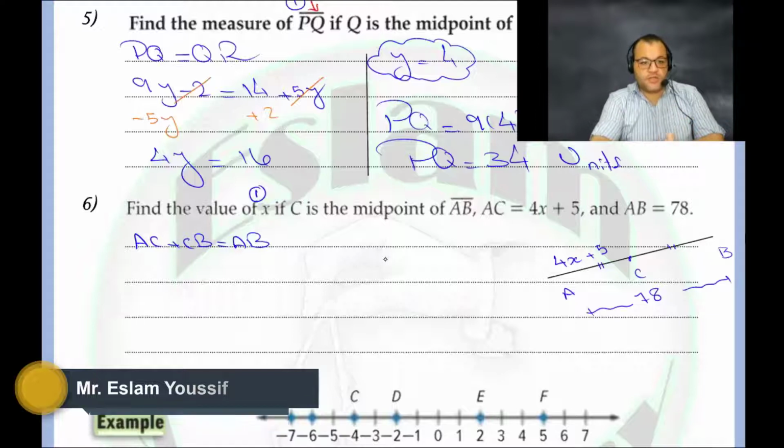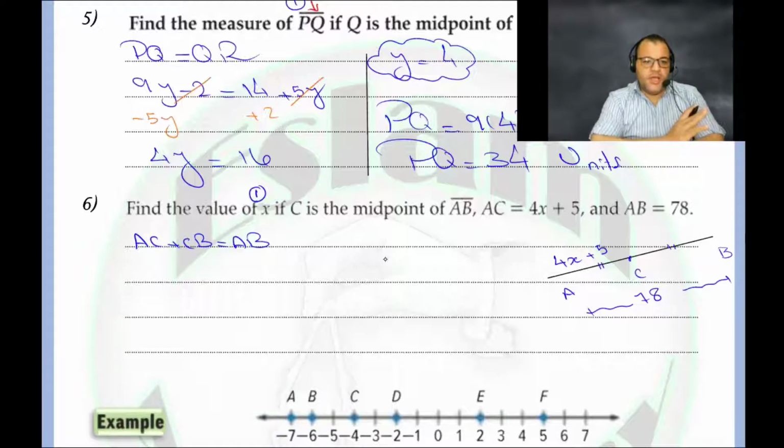If you have another solution, we will write it. Even if your solution is wrong, I will not say no. I will just write the point to find the mistake. So don't say no. Okay. 4x plus 5 plus CB is equal to 78. So what is the length of CB? Now we have two variables. We'll find it. How do you find it? To solve.